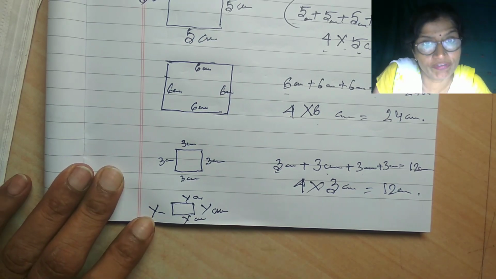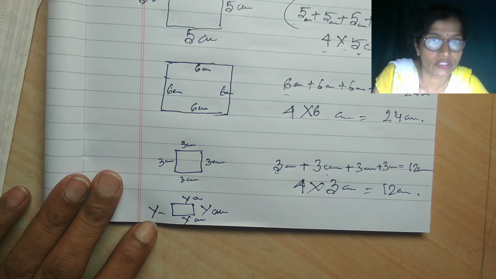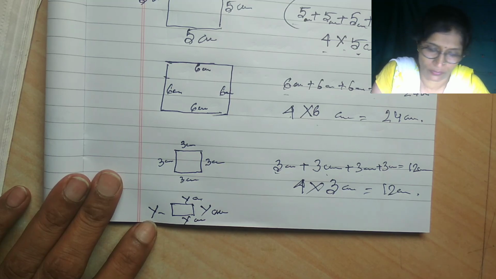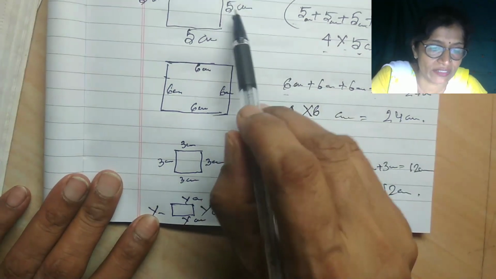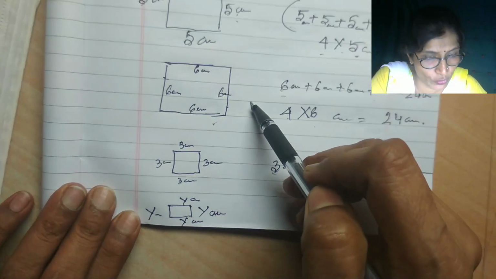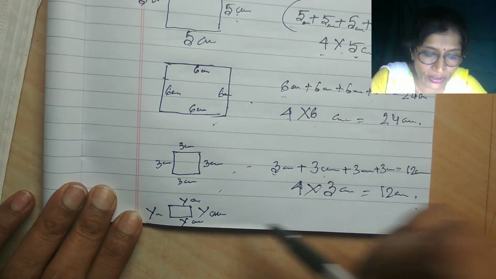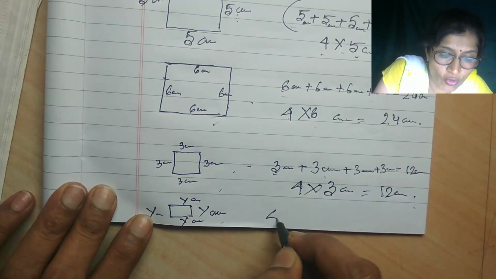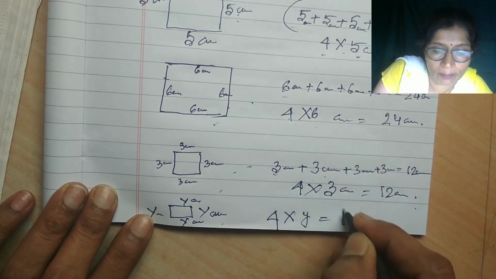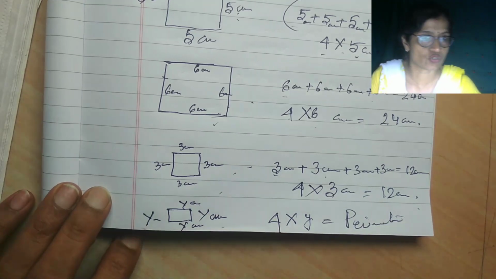Now, what will be the perimeter, or length of the total border, of this square? Obviously, when the side was 5, it is 4 into 5. When 6, it is 4 into 6. When 3, then it is 4 into 3, that is 12. So here it will also be 4 into y, which will give you the perimeter for this square.